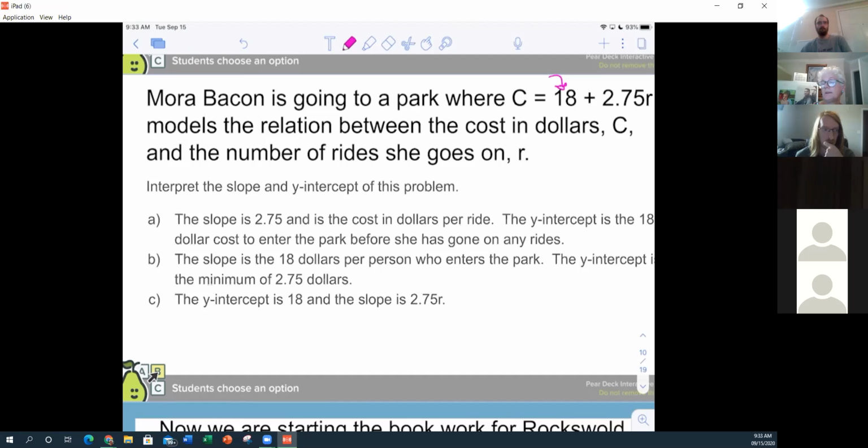If you decide you don't want to spend very much money, you just want to go to the park, then you pay $18 and you just walk around in the park. But if you want to ride all the rides, every time you ride a ride, it's going to cost you $2.75. I really don't know any parks that work like this, but anyway. So what's changing, what's causing the change, is the rides, right? So the 18 is a constant. That means that's where you start. That's your y-intercept.